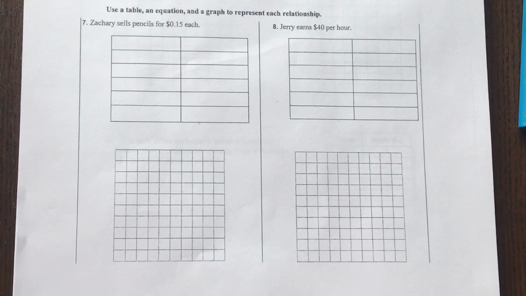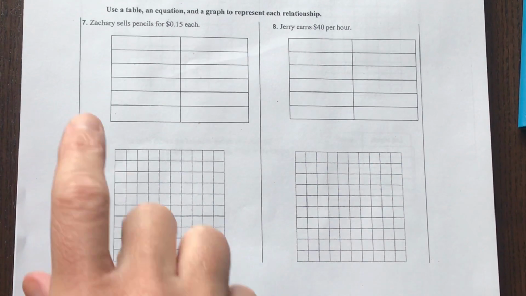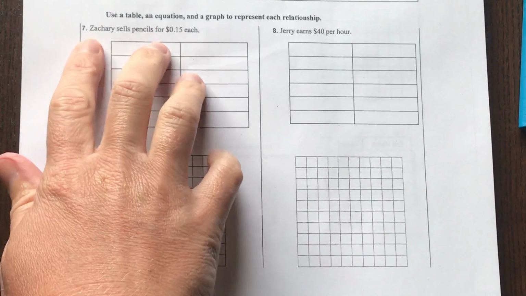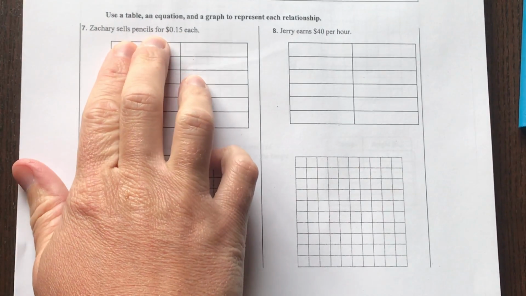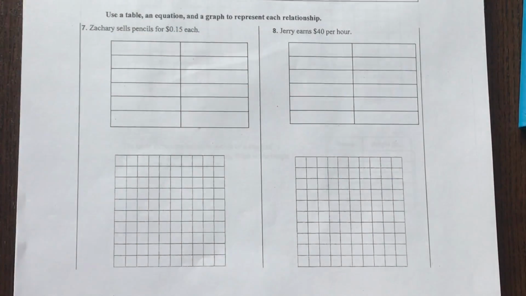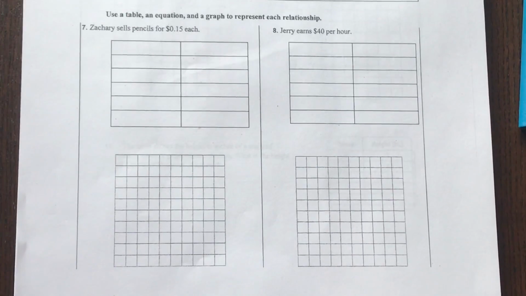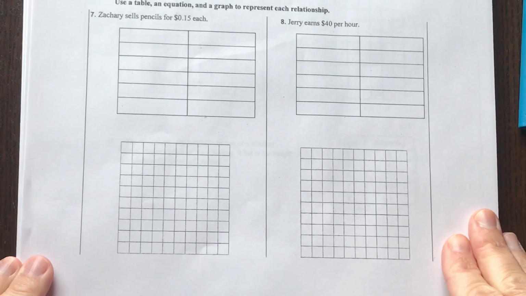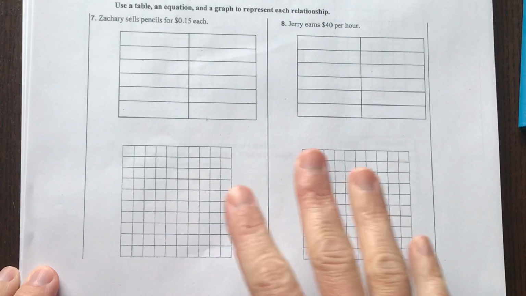In this video, I am going to show you how to use a table, an equation, and a graph to represent a relationship. For my first example, I show that Zachary here is selling pencils and he's selling them for 15 cents each. What I'm going to start making is a table to represent the tracking of him selling pencils.